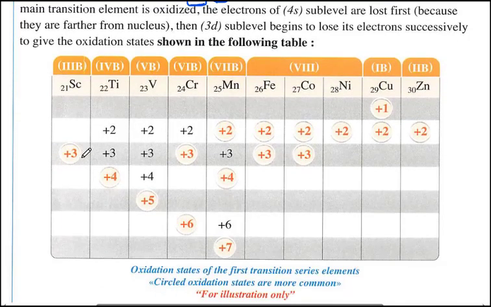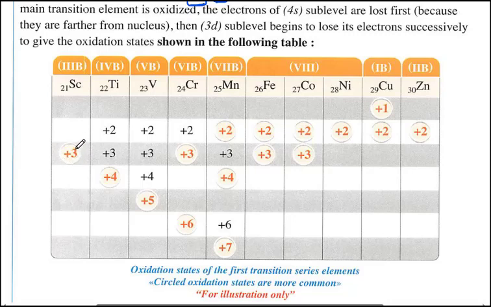So let's speak here about the oxidation states of all these transition elements: scandium, titanium, vanadium, chromium, manganese, iron, cobalt, nickel, copper, and zinc. The common oxidation state is positive 2, and this refers to the losing of the 2 electrons of the 4s in general. The only exception is scandium, positive 3.